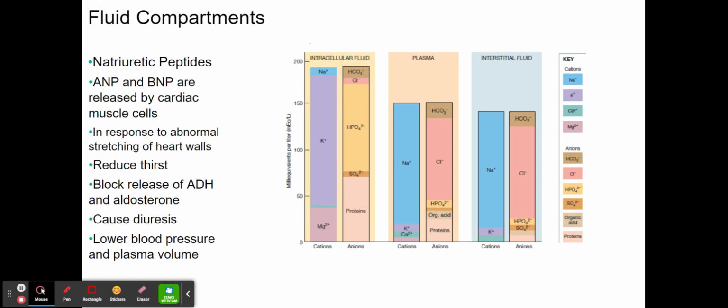The natriuretic peptides, atrial natriuretic peptide and brain natriuretic peptide, are released by cardiac muscle cells in response to abnormal stretching of the heart walls. Increased blood pressure or increased blood volume causes this stretching. Among their other effects, these peptides reduce thirst and block the release of ADH and aldosterone that might otherwise lead to water and salt conservation. The resulting diuresis, or the fluid loss by the kidneys, decreases both blood pressure and plasma volume, eliminating the stretching.